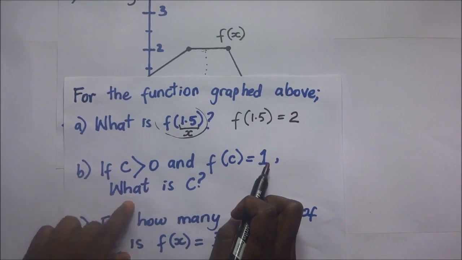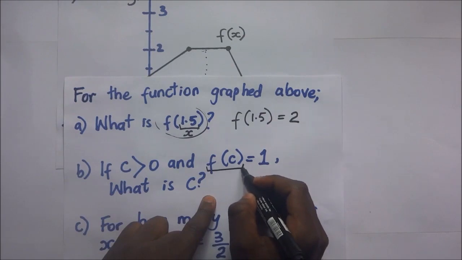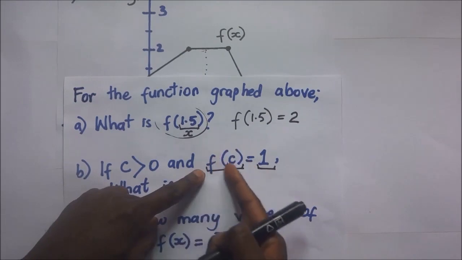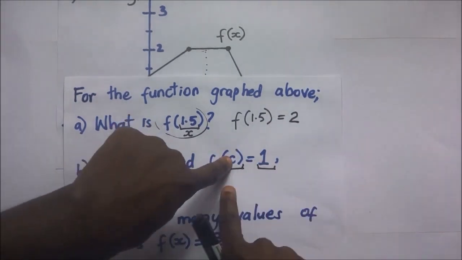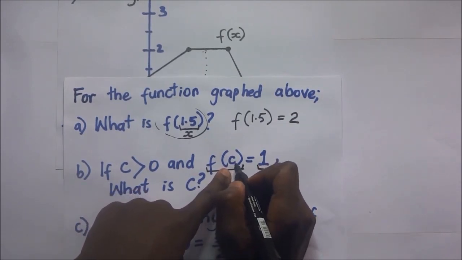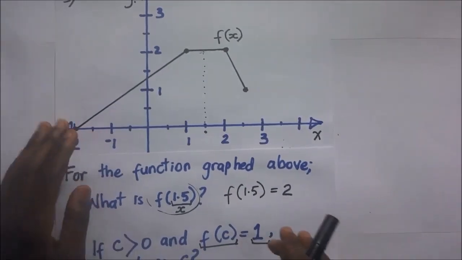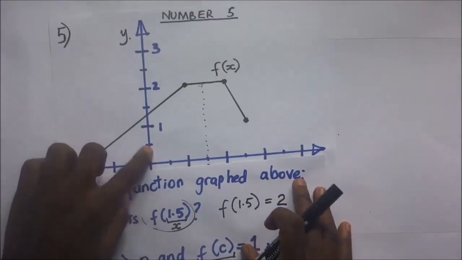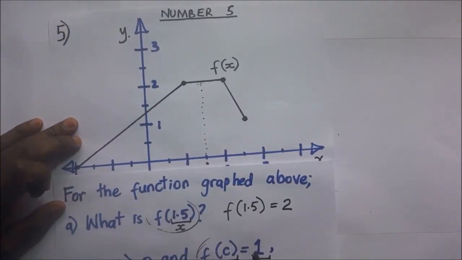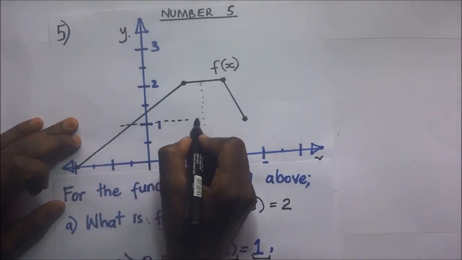Part B, we are being told that if c is greater than 0 and f of c is equal to 1, what is c? So now what is c? So what is c when the value of the function is equal to 1? Or in other words, they are saying that when the value of y is 1, what is the value of x? Because in the brackets here is the variable, and our value of x in this case is c. So we look for f of c, or the value of y, when it is 1. When our value of y is 1, or our f of c is 1, is this line. This is the line where it is 1.